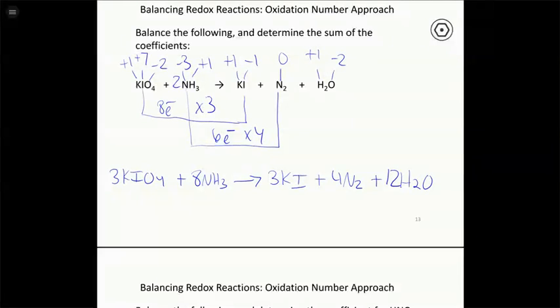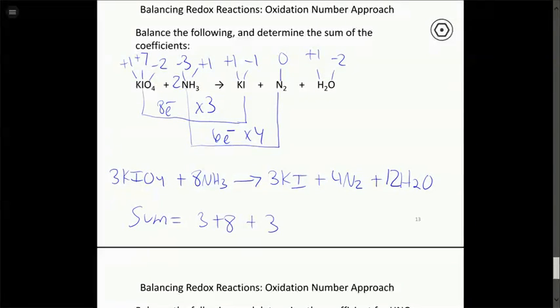All right, so again, some pretty big coefficients here, not something that would be very easy to come up with by inspection. So the question then asks for the sum of the coefficients. So it's going to be 3 plus 8 plus 3 plus 4 plus 12.